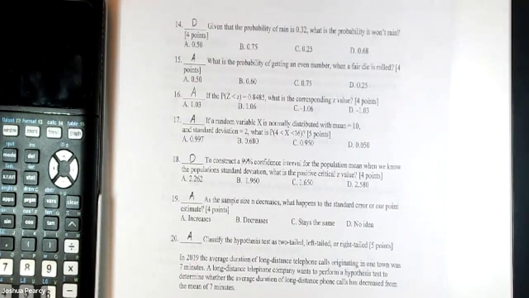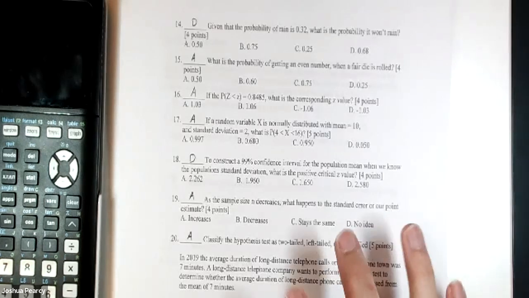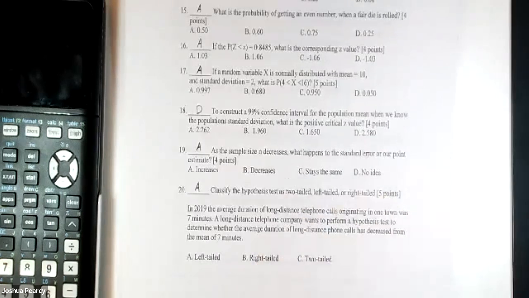What if I said if the probability of Z being greater than big Z is equal to 0.1515? Anyone know that one? Wait, did I say it should be less than? The probability of Z being less than little z is 0.1515. What answer would that be out of all those? Anyone got an idea? Yeah, D, correct. I'm just saying the area to the left of something is 0.1515. Never mind, don't worry about that. I just confused myself. But D is the correct answer.